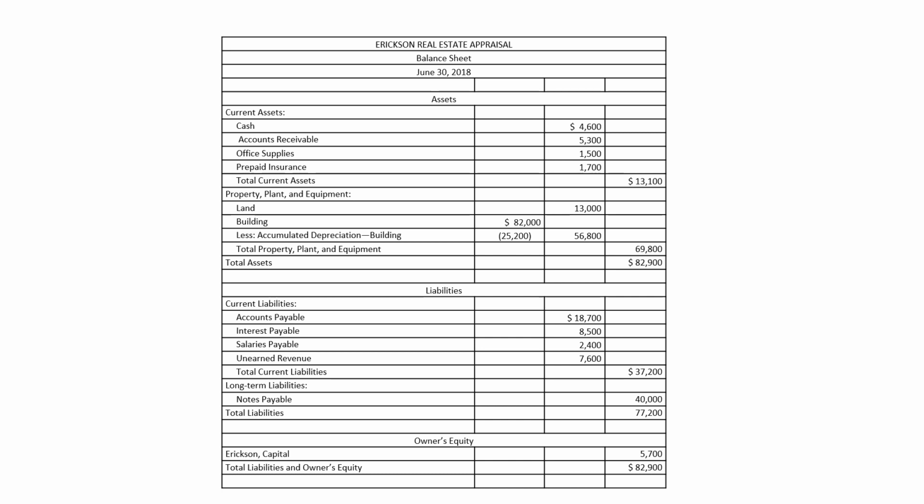So now we'll list our liabilities. Again, liabilities are listed between current and long-term. Current liabilities, which are most of your liabilities, are those that are due within 1 year from the balance sheet date. So these liabilities must be paid by June 30th, 2019 for Erickson Real Estate. Accounts payable, interest payable, salaries payable, and unearned revenue are your common types of current liabilities. Unless a liability is listed as long-term, the assumption is it is current. So we're going to total up those amounts and label them total current liabilities.